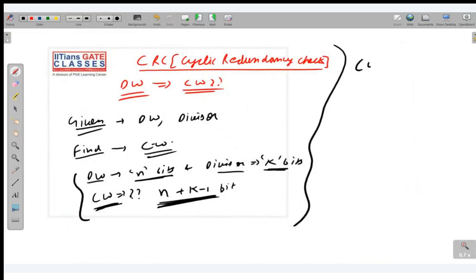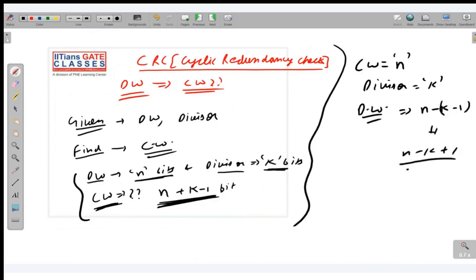Directly they will say, code word is of length n. Divisor is of length k. They will ask the reverse question also: divisor is of length k, so what will be the length of data word? Reverse question. So the answer will be code word minus k minus 1, like this. So you will get n minus k plus 1. Now you have got it.